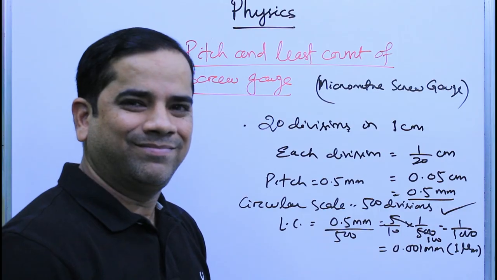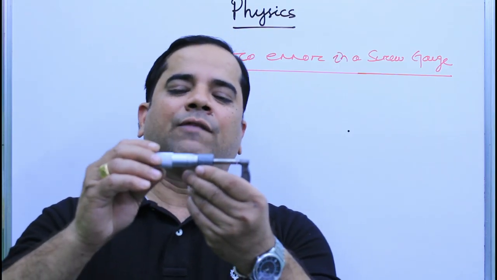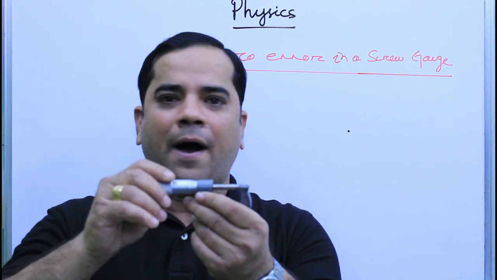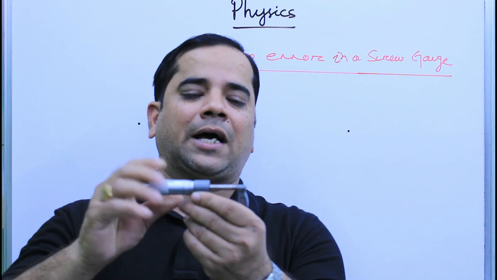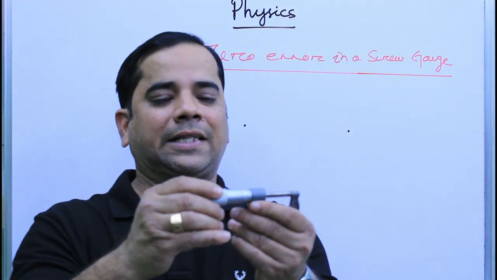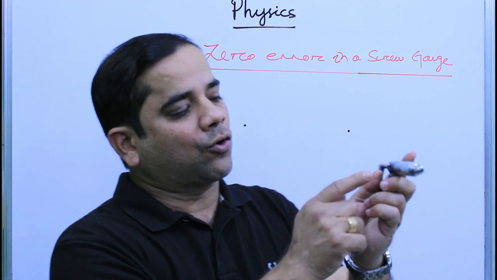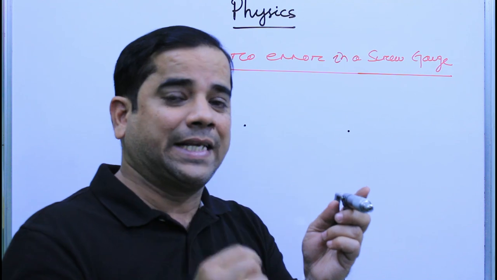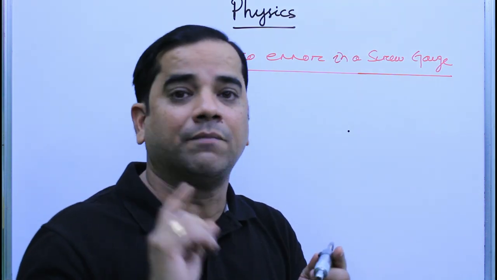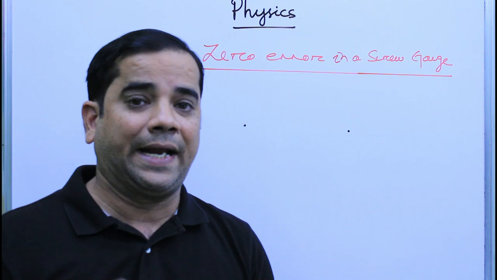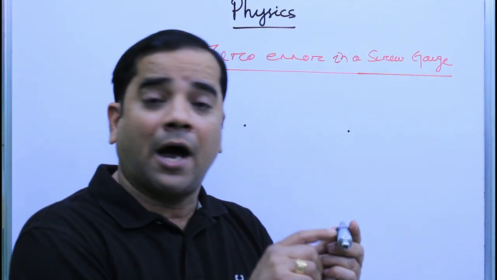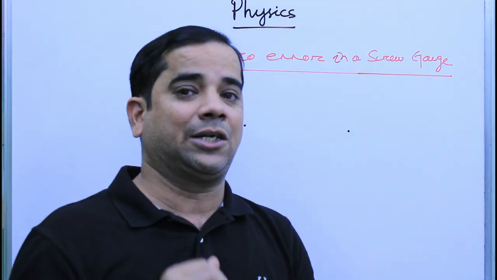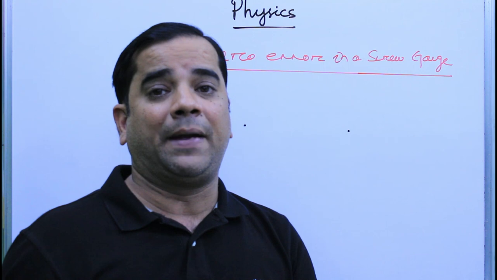Okay, students, in case of a screw gauge, what we do, we actually rotate the circular scale over the main scale, and when the two studs are together and the zero of the circular scale coincides with the baseline of the main scale, then we say that the screw gauge is free from zero error. But sometimes due to mechanical error, the zero of the circular scale doesn't coincide with the baseline of the main scale. In that case, we say that the screw gauge is having zero error.